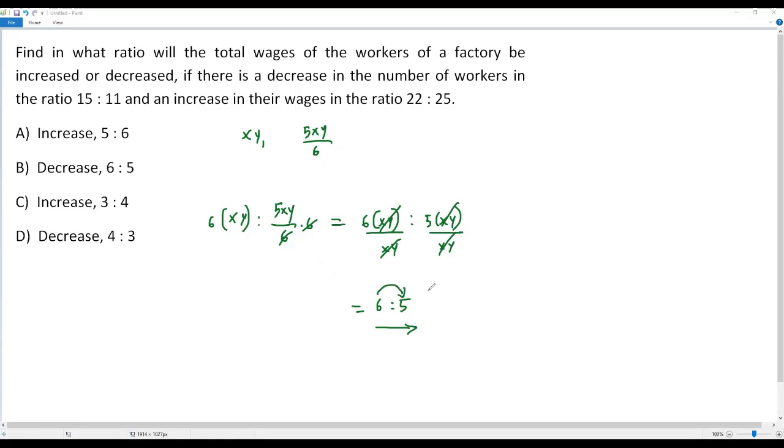So clearly the total wages of the workers of a factory will be decreased in the ratio 6 to 5 after the given two changes, and we find this in answer choice B. That is the decrease in the ratio 6 to 5. The correct answer choice for this question is B.